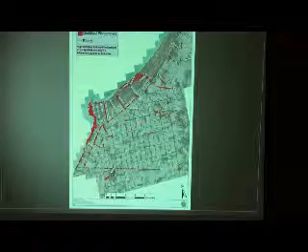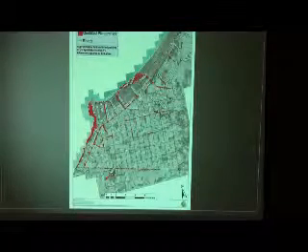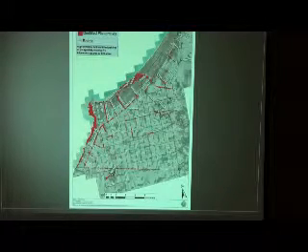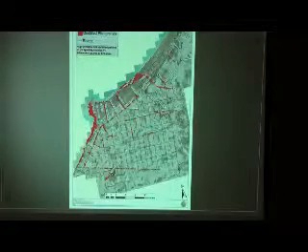And this is a map showing the areas of fragmites. The red areas are where it is present. So you can see it's mostly along the shoreline and the rights of way.